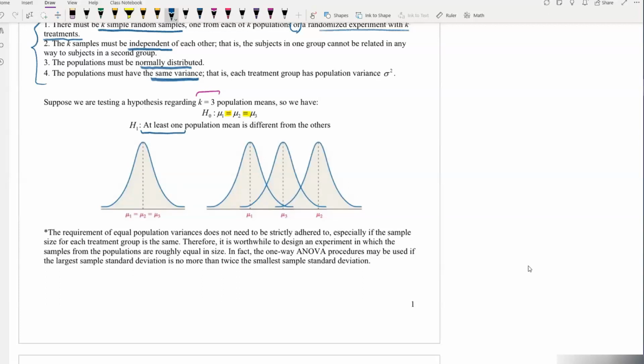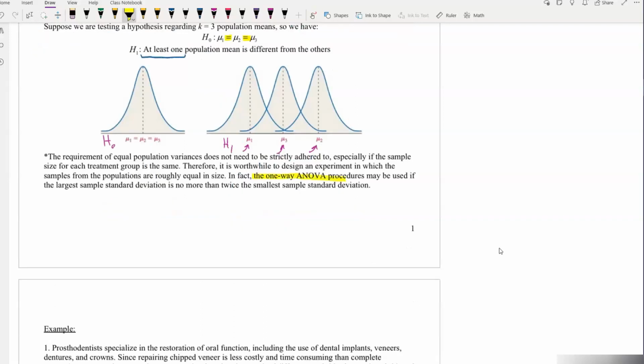Having this, that means we may have this one, we may have this, we may have this. That's why I'm not going to write it like this. Just write at least one population mean is different from the others. As you can see here, these are different. So this is for the alternative, and this is for the null.